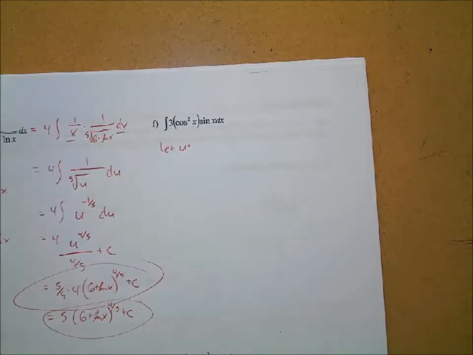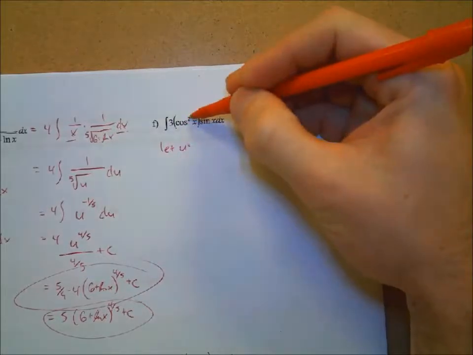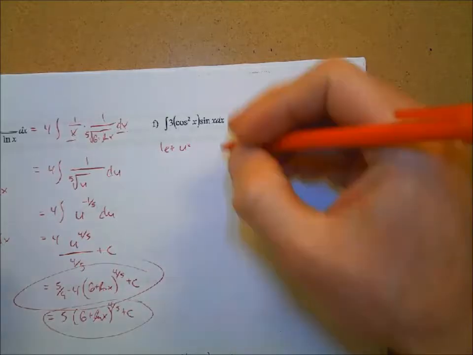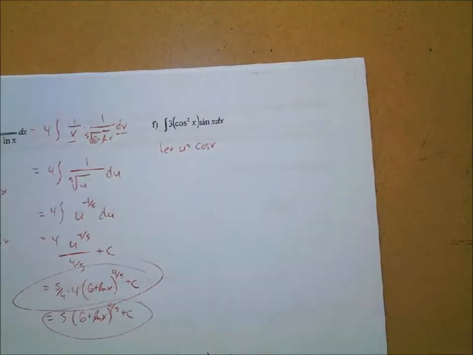So x, if we just do x, it's just going to make it 3 cosine squared u sine u du, and that's going to get us back in the same place we were before. So we can't let u just equal x here, unfortunately. It won't be quite enough. So we want to let u equal cosine here. Cosine of x is being squared, right?